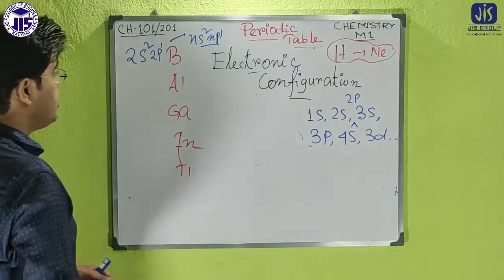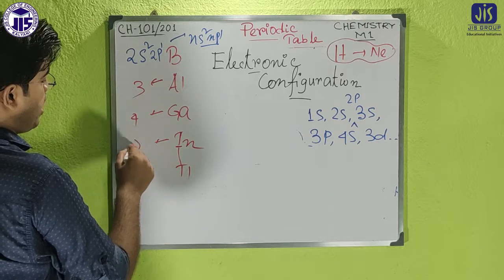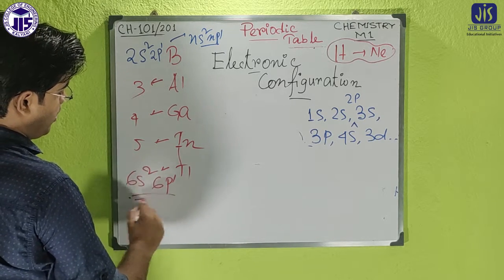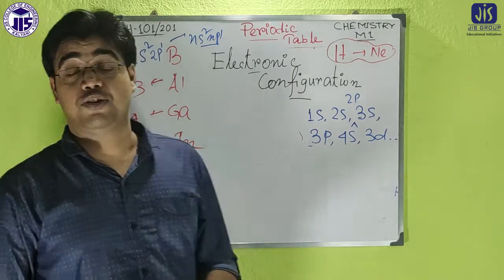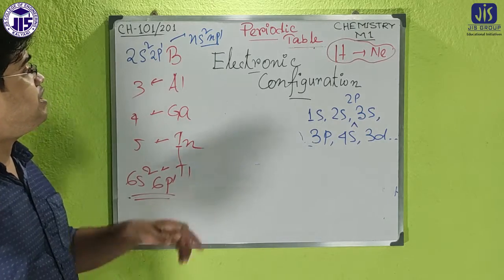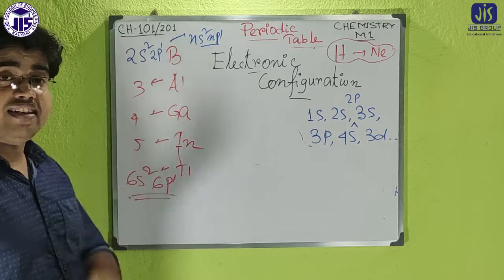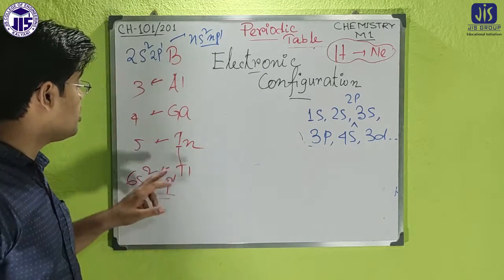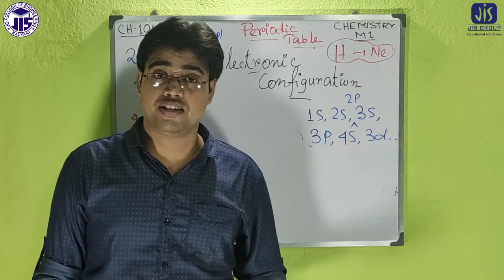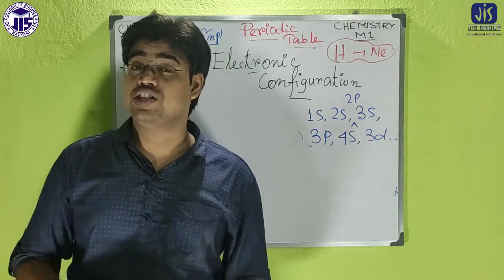So that means if it is 2 here, it will be 3 here, 4 here, 5, and here it will be 6s2 6p1. How beautiful this is. Look, if you know the electronic configuration of boron, you can write down the electronic configuration of thallium, and also of gallium, isn't it?